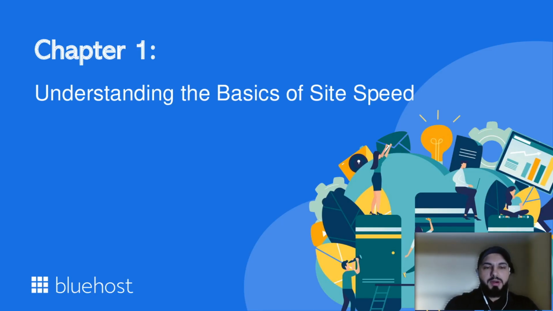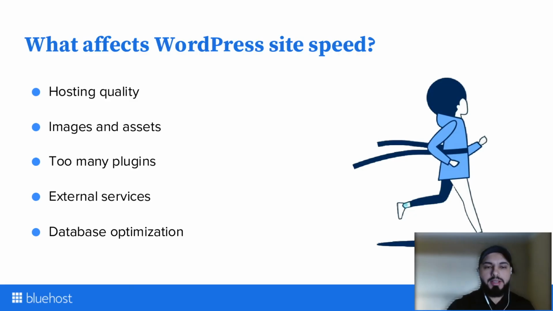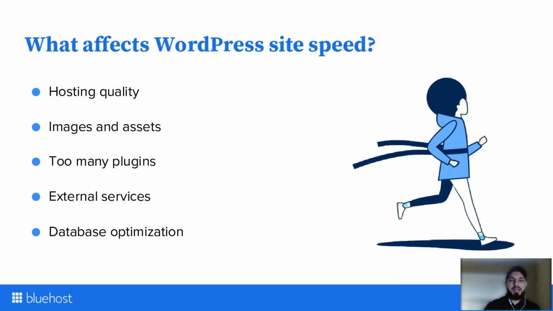So here's the first part, just understanding the basics of site speed. There's a few things that can affect a website's speed, especially a WordPress website's speed. It's hosting quality, and I'd say the hosting quality as well as the hosting type. You've probably seen before, like cloud hosting, e-commerce hosting, shared hosting, all these things can matter for the type of website that you have.